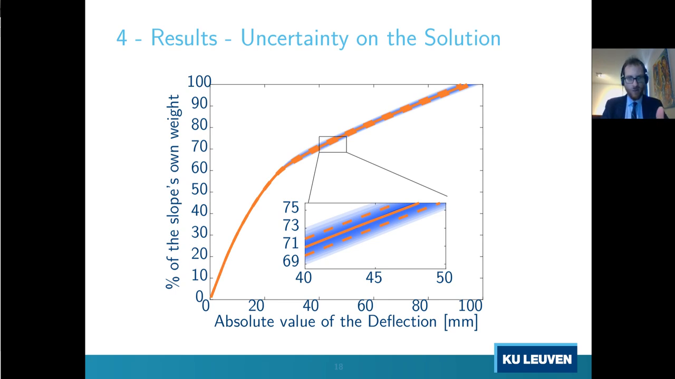As you can see, the blue is the uncertainty, the confidence interval, while the orange is the mean and the dotted orange is the 1 sigma bound. So we're clearly in the plastic domain, as you can see, because it's not straight, it's curved.